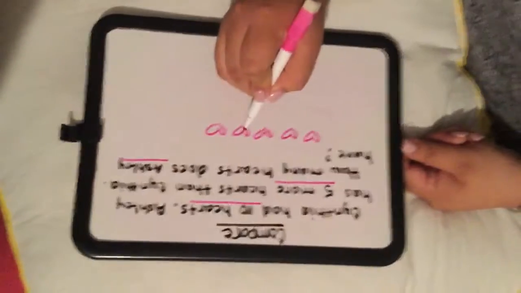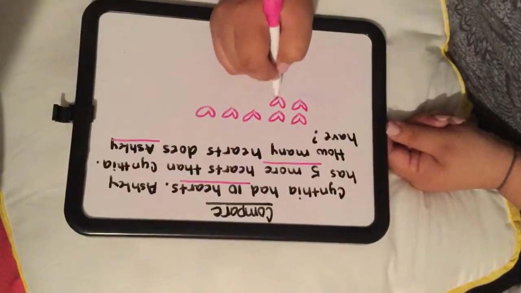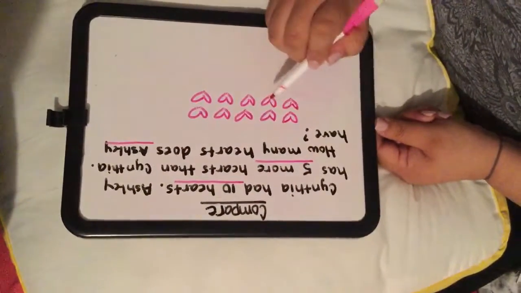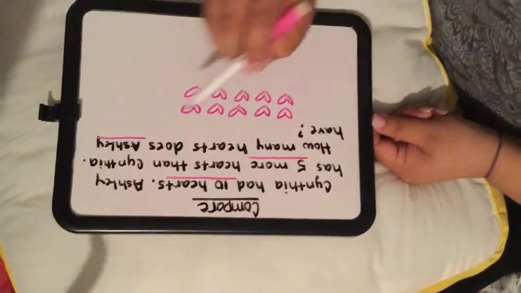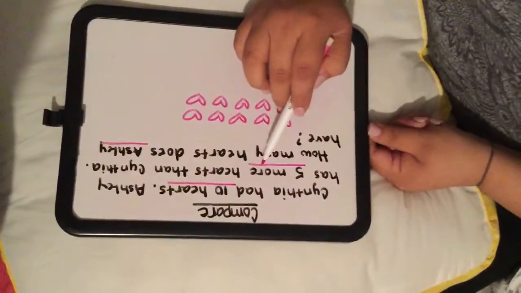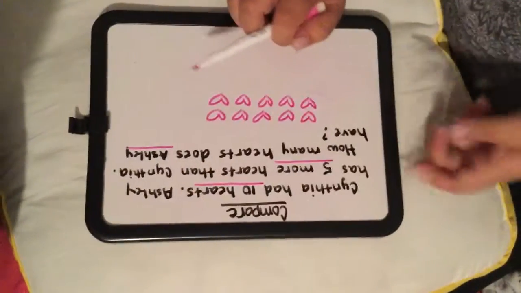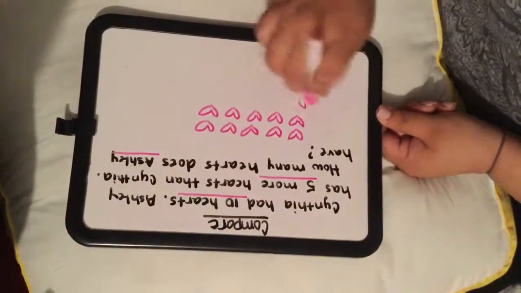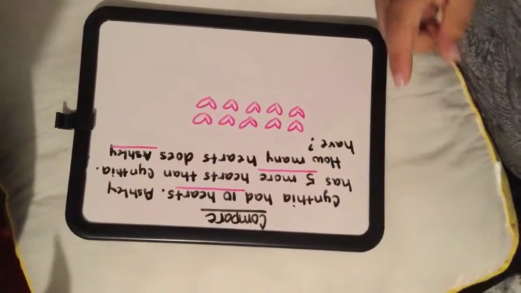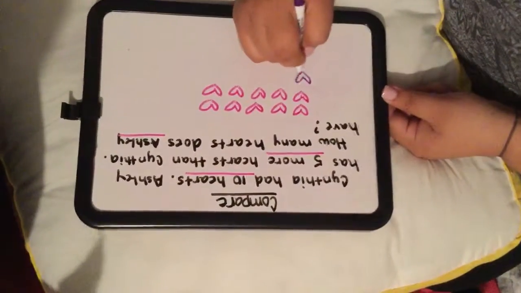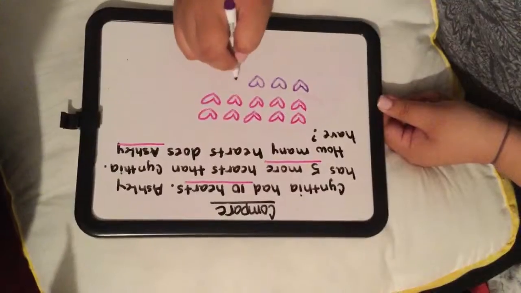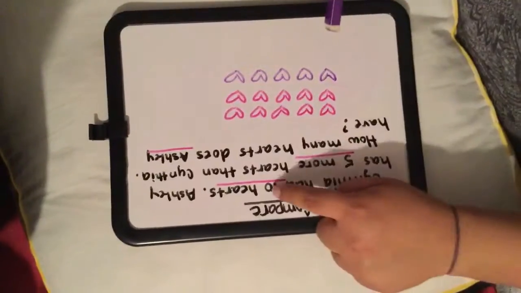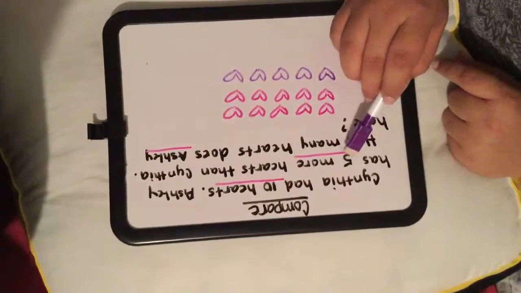So that's 1, 2, 3, 4, 5. And another row. Okay, so there goes our 10. And then Ashley has 5 more. So that means we're going to have to add 5 more hearts, because she has 5 more than Cynthia. So we're going to add, and we'll use a different color for Ashley's hearts. So we're going to go 1, 2, 3, 4, and 5. So we have Cynthia's 10 hearts and Ashley's 5 more hearts.